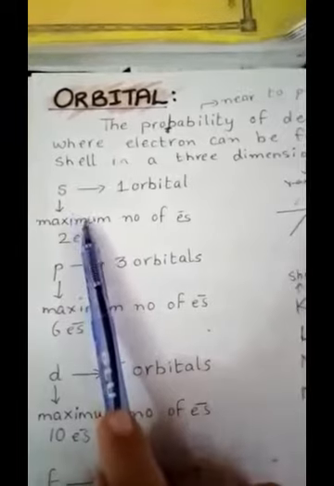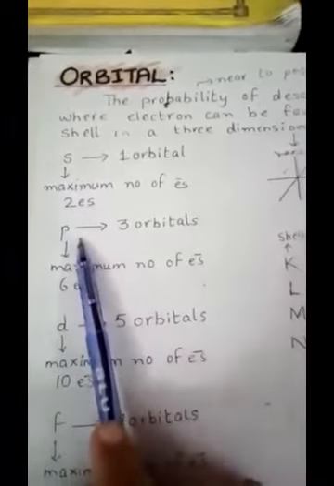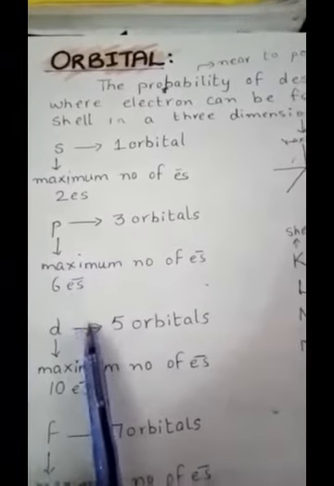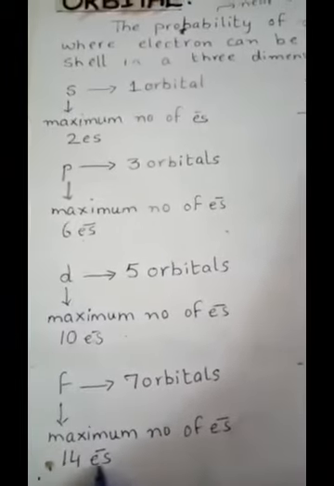Now, as we have discovered, the S orbital, the S subshell, has a maximum of 2 electrons. The P subshell has a maximum of 6 electrons. D has 10 electrons and F has 14 electrons. Now moving over here.